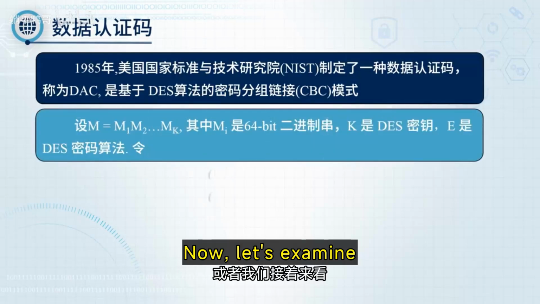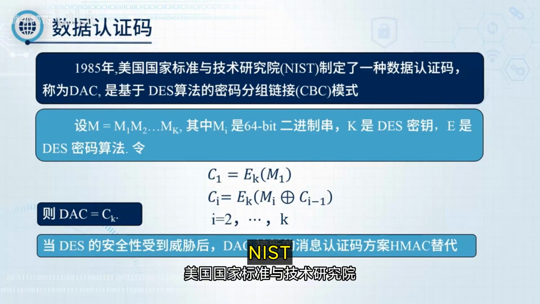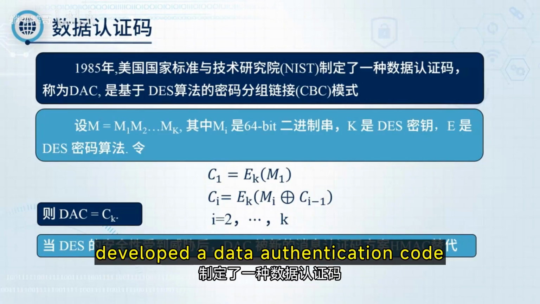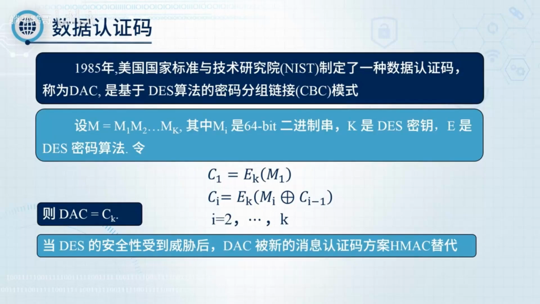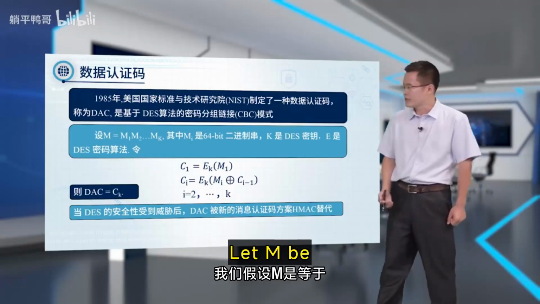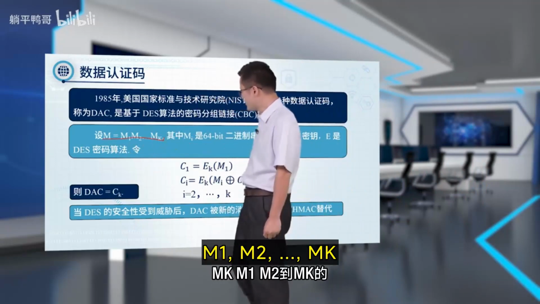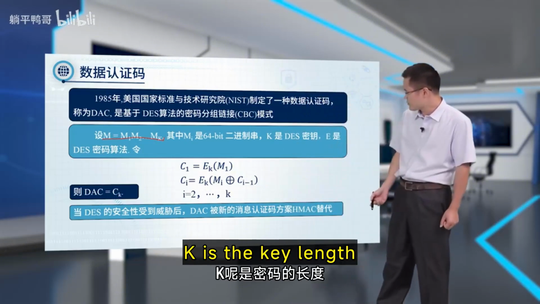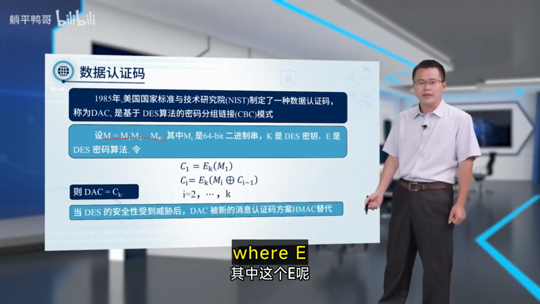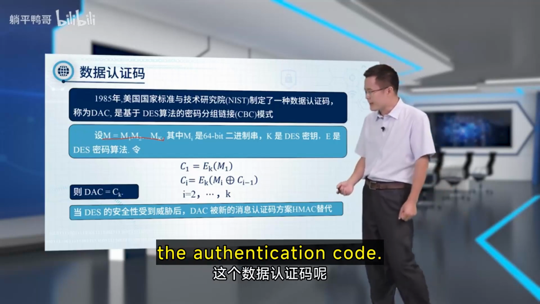Now, let's examine the Data Authentication Code. In 1985, NIST developed a Data Authentication Code, known as DAC, based on using CBC mode. Let M be M1, M2, ..., MK, where M is a 64-bit binary string, K is the key length, and E denotes the DES encryption. Now, let's see how we generate the authentication code.